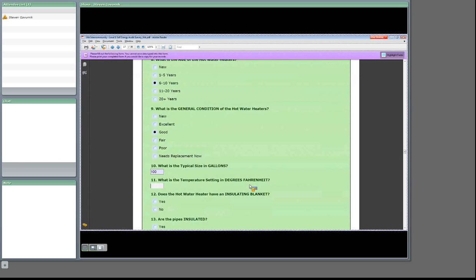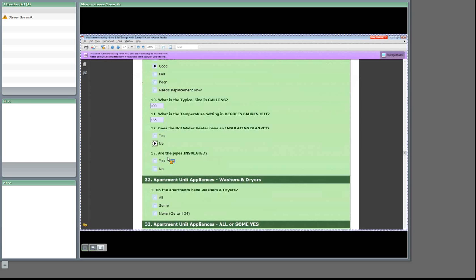And does the hot water heater have an insulating blanket? You'd indicate yes or no. And are the pipes running from that tank to the common area washers and or other type of vanity, are they insulated? We're now at the apartment unit appliances, washer and dryer.